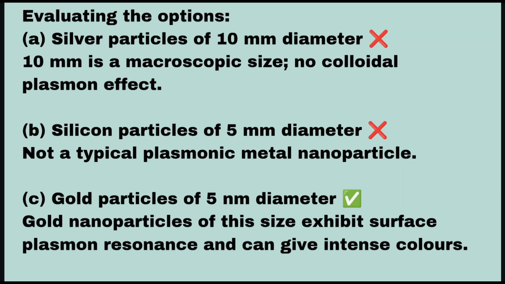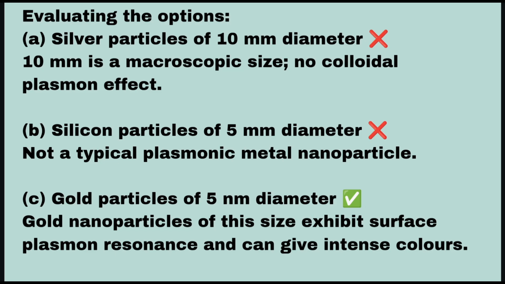Now, evaluating the options. In A, they have told silver particles of 10 mm diameter. That is wrong because 10 mm is a macroscopic size, so there is no colloidal plasmon effect. In option B, they have mentioned silicon particles of 5 nanometer. This is not a typical plasmonic metal nanoparticle, so option B is also wrong.